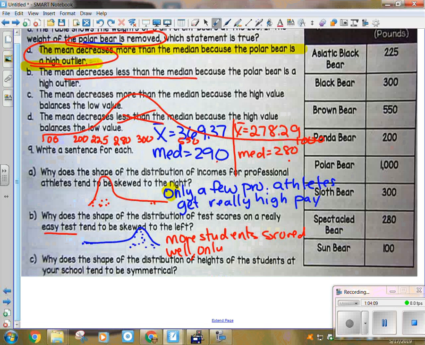Only a few were low. So if it's a really easy test, everybody's making high grades. So only a few students are making the low grades, and everybody else is making all of these higher grades.